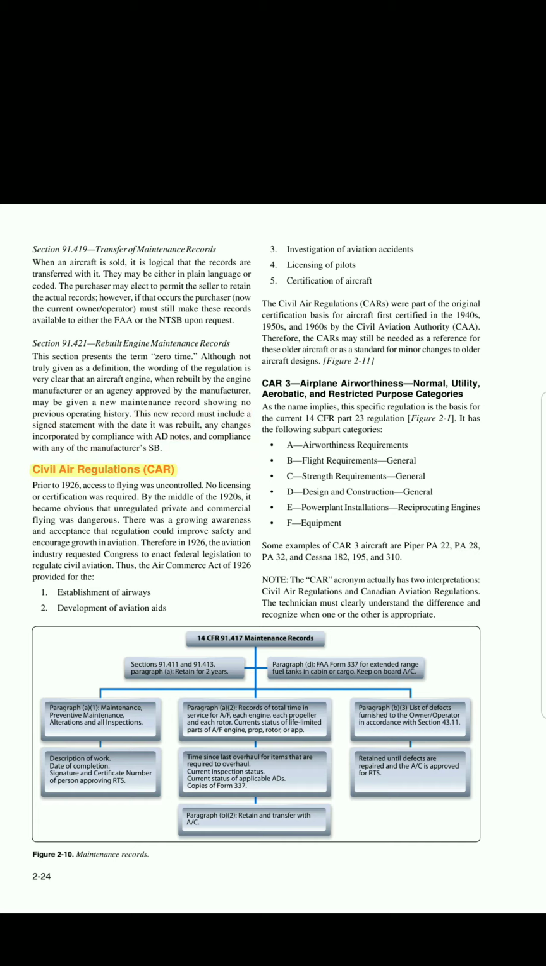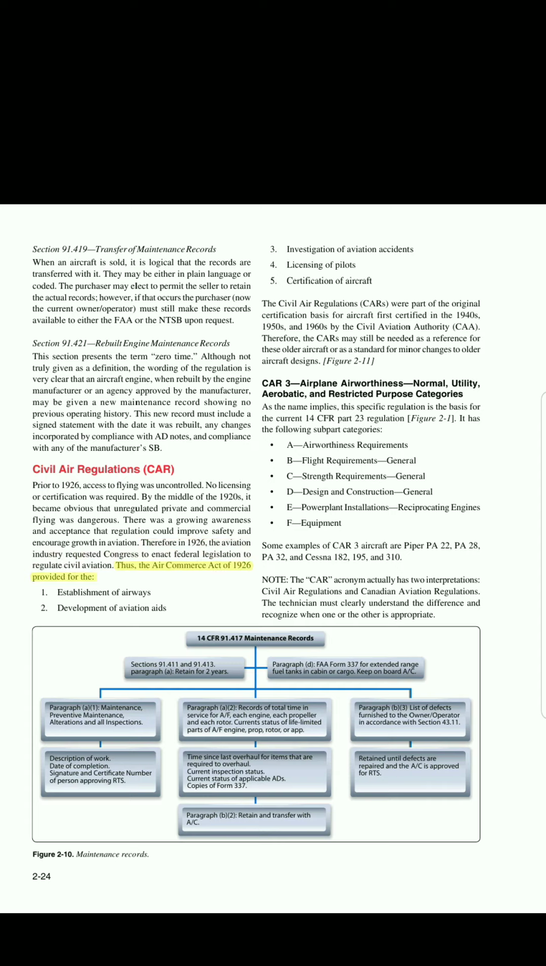Civil Air Regulations, CAR. Prior to 1926, access to flying was uncontrolled. No licensing or certification was required. By the middle of the 1920s, it became obvious that unregulated private and commercial flying was dangerous. There was a growing awareness and acceptance that regulation could improve safety and encourage growth in aviation. Therefore, in 1926, the aviation industry requested Congress to enact federal legislation to regulate civil aviation.